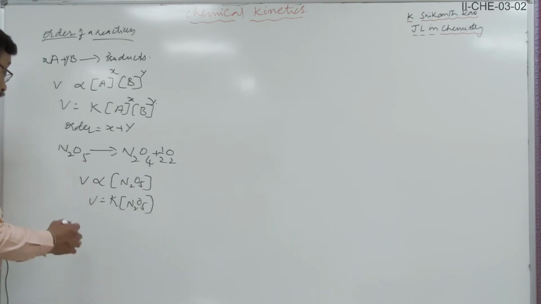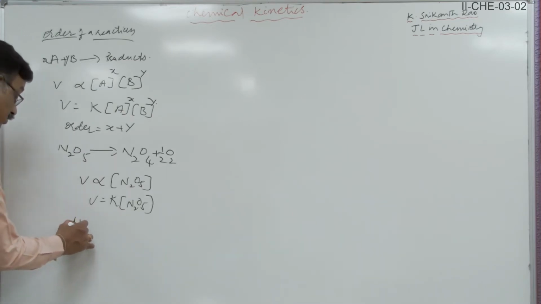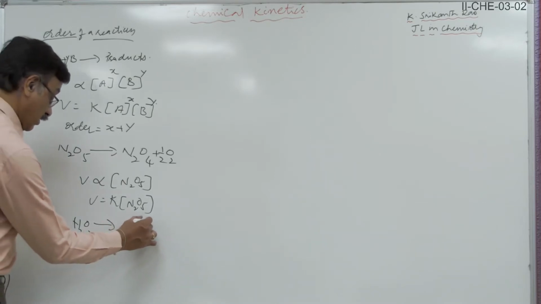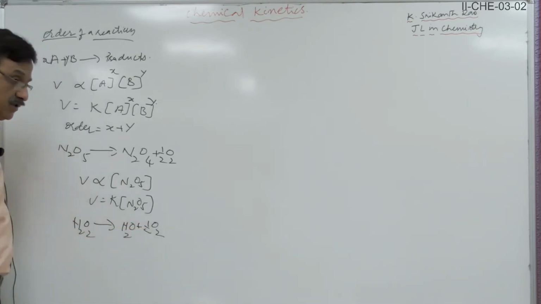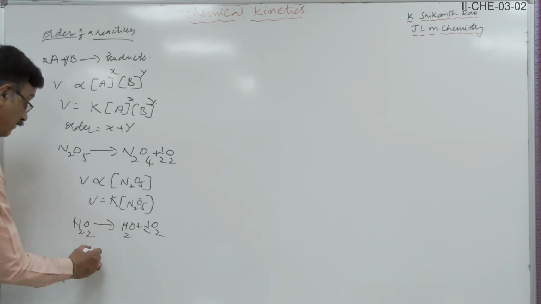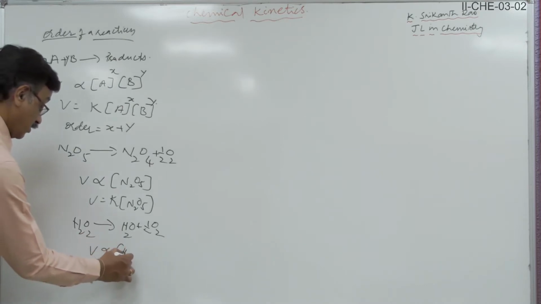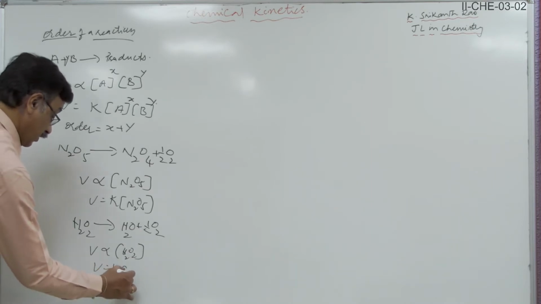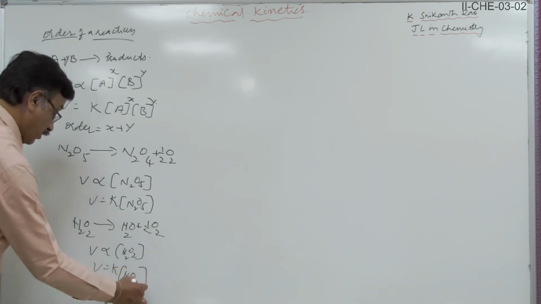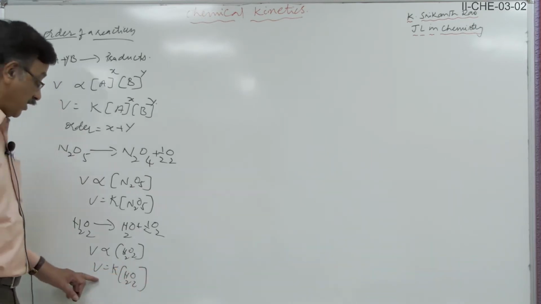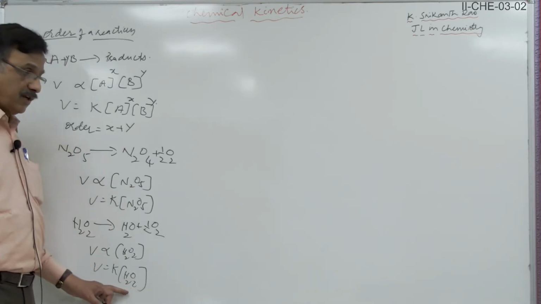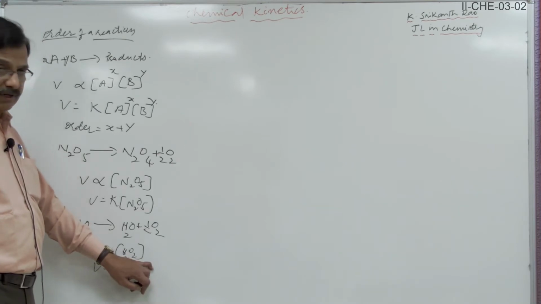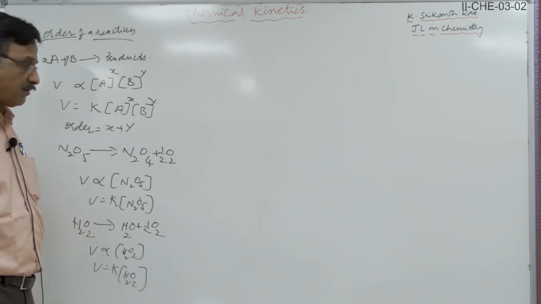Similarly, H2O2 giving rise to H2O plus half O2. Suppose this is a reaction. V is proportional to the concentration of H2O2, so V equals K into the concentration of H2O2. This is also a first order reaction. In the rate equation the exponent of the reactant concentration is 1, therefore this is a first order reaction.